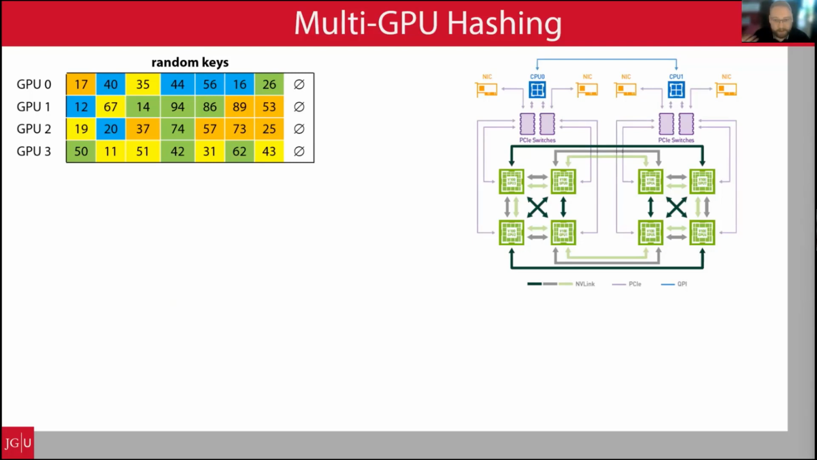Let's say you have a set of keys or key-value pairs that are randomly distributed over all these GPUs, so basically scattered over the global memory of the GPUs. On the left, you see such a layout for, in this example, 4 GPUs, and here's 7 keys per device, so 28 in total.